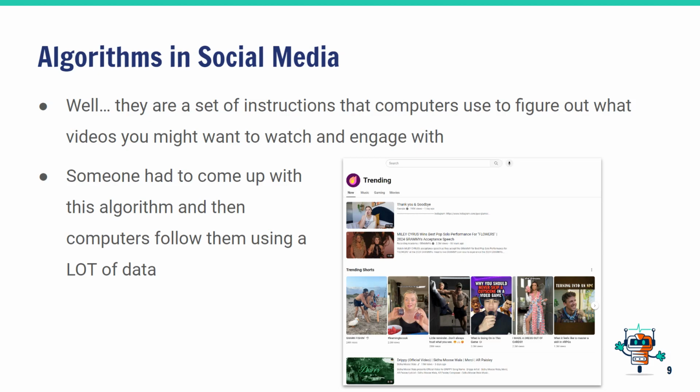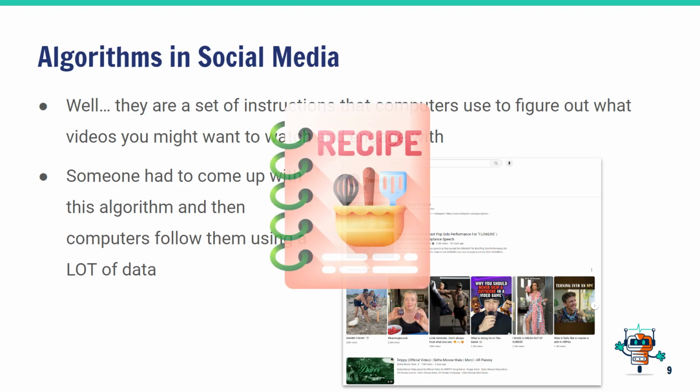So if you think about algorithms like a recipe to cook your favorite dish, well, the recipe wouldn't be very useful without ingredients, would it? So in the same way, algorithms are these set of instructions, but they need data in order to work well.